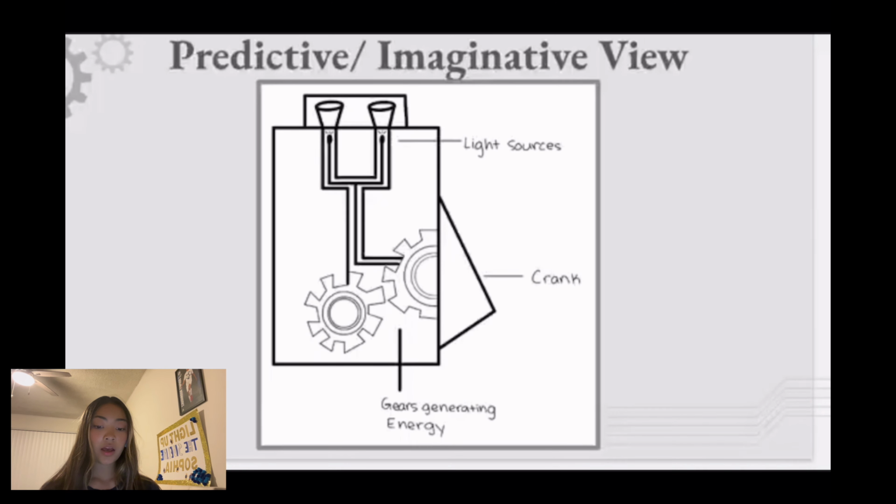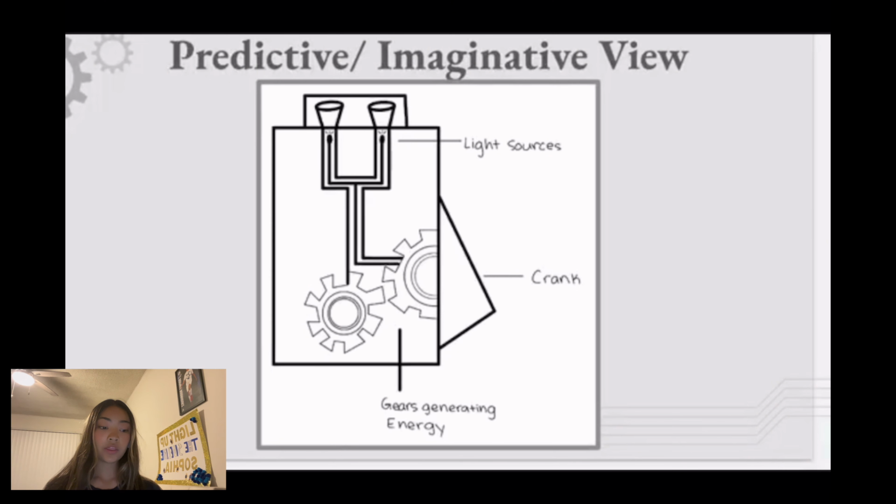Predictive/imaginative view. This imaginative sketch was created before my team members and I knew what was in the interior of the crank flashlight. That being said, when creating the sketch, I believe there were various mechanics that were used to generate the light inside of the flashlight.